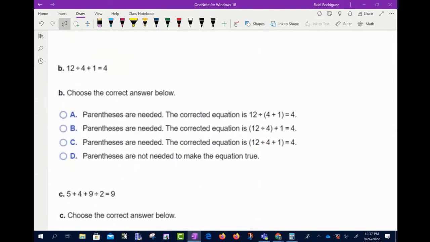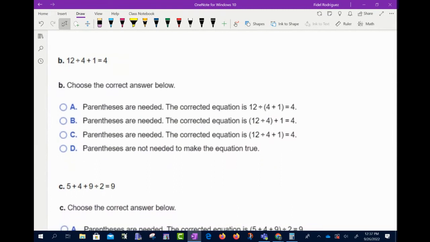And it says 12 divided by 4 plus 4 equals 1. Okay. So again, I want to know, do I need to put parentheses or do I not need to put parentheses at all? And so again, y'all, I'm going to look at this problem here. And I think if I think about my order of operations, right? Parentheses, exponent, multiply, divide, add, subtract.